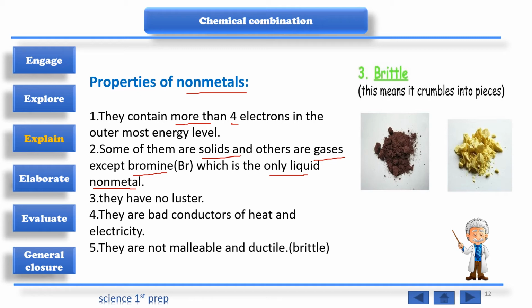Okay, they have no luster. As we can see, they have no luster. They are bad conductors of heat and electricity, except graphite. So we can use them as insulators for electric wires. They are not malleable and ductile; they are brittle, the opposite of metals. As you can see, that's brittle. This means brittle.